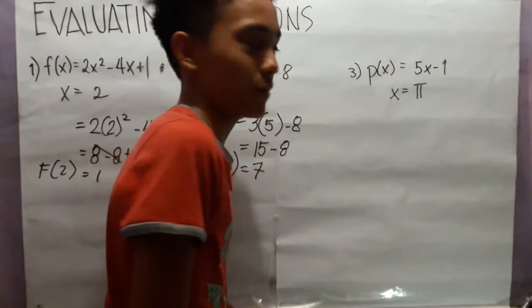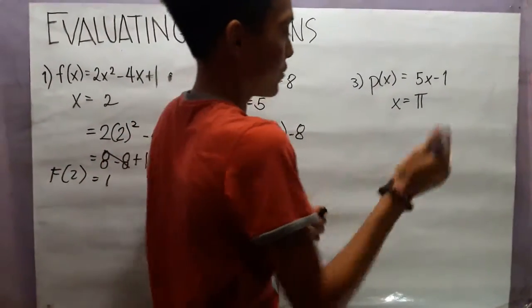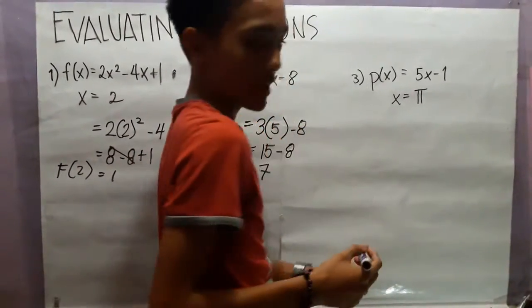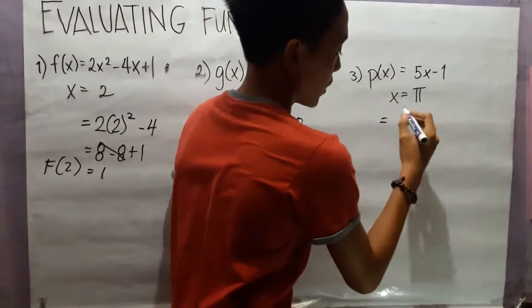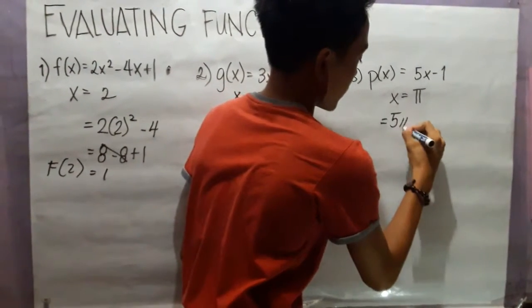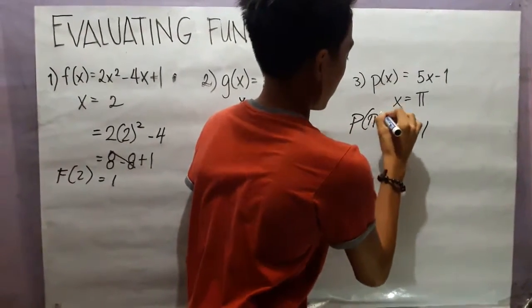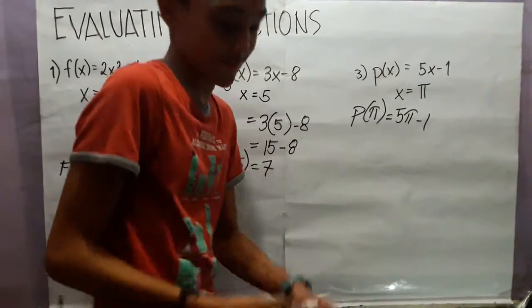Now let's move on to number 3, which is the easy one. Why? Now we have here p of x equals to 5x minus 1, and the value of x equals to pi. Why, guys? Because we just easily put the pi here. And the p of pi is equals to pi minus 1. Now we've got the answer.